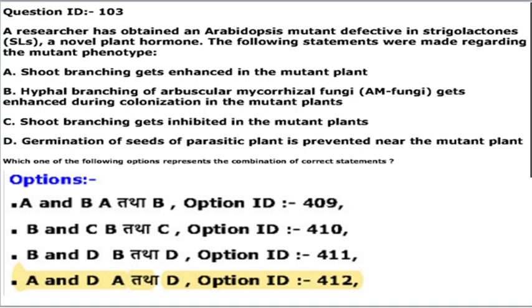Next, shoot branching gets inhibited in the mutant plant. Absolutely wrong statement, because shoot branching will be enhanced in the mutant plant. Only if the plant has an active form of SL is it inhibited, as in the normal plant. Next, germination of seeds of a parasitic plant is prevented near the mutant plant. Absolutely correct, because a plant with an active form of strigolactone stimulates seed germination. Here the mutant plant will not have the strigolactone hormone, so the germination of seeds is prevented.